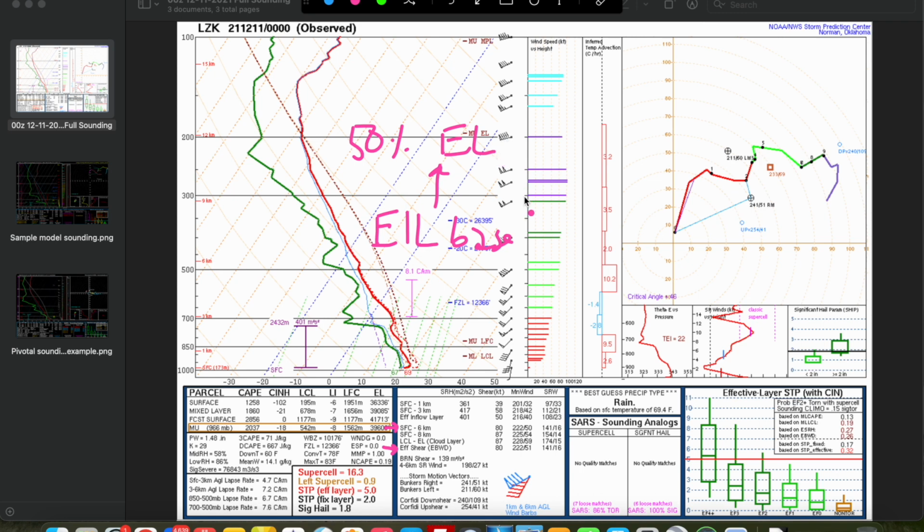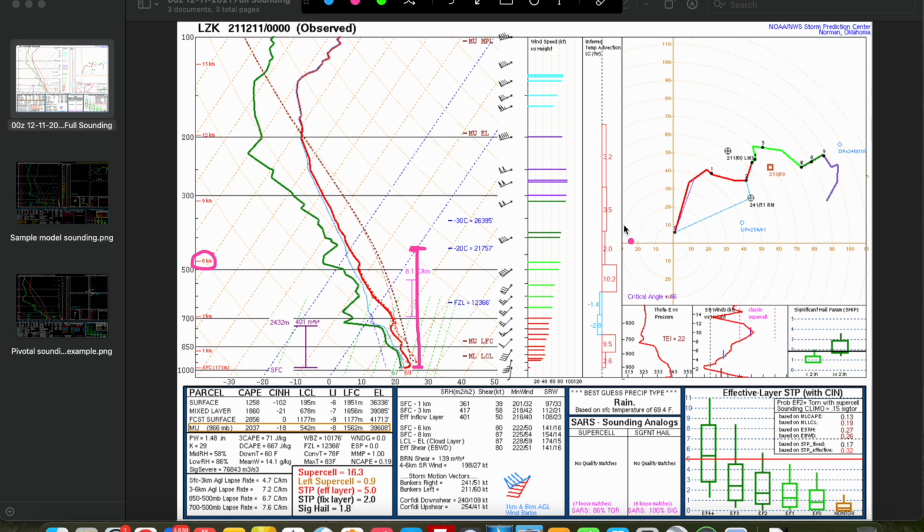extends into the atmosphere. So in this case, the effective bulk shear would start at the surface because that is the base of the effective inflow layer, and it would go up to 50%, halfway up toward the equilibrium level in a particular sounding. So it's going to be somewhere, if I just had to guess, it would be somewhere right in here. So we're basically taking the shear in this layer, base of the effective inflow layer, to 50% of the equilibrium level. And you can see that that is fairly close to that 0 to 6 kilometer layer, but again, it's going to change based on where that effective inflow layer is.